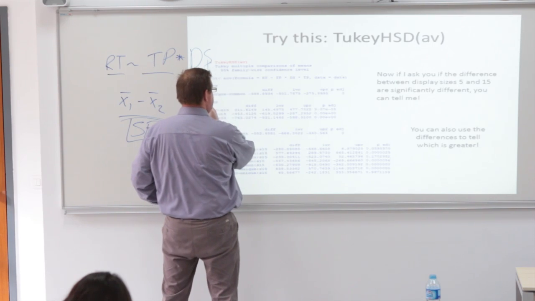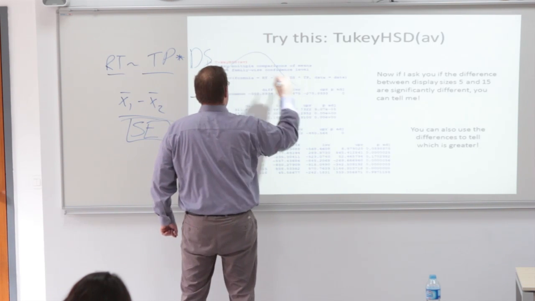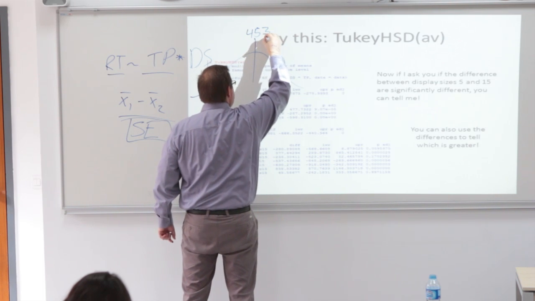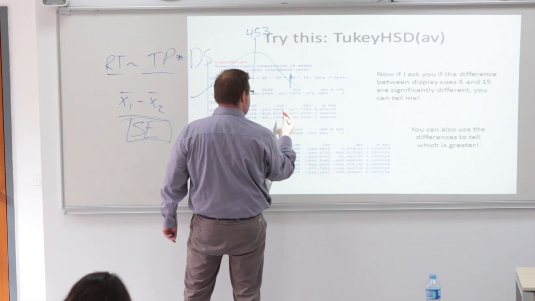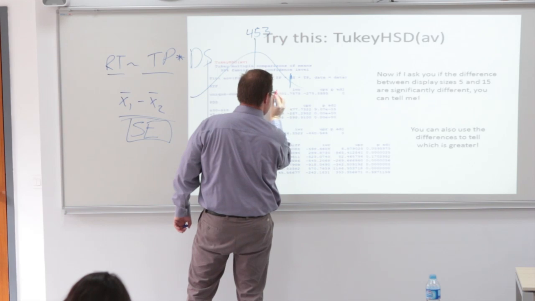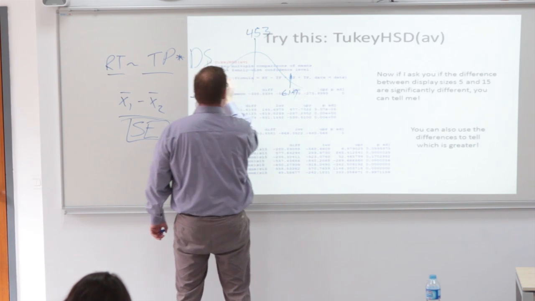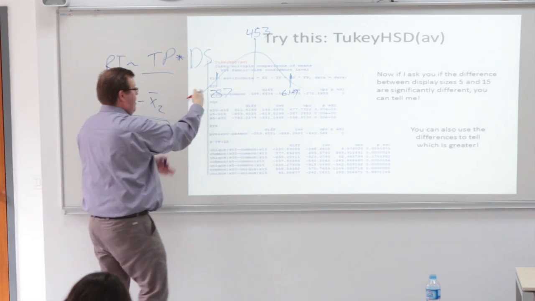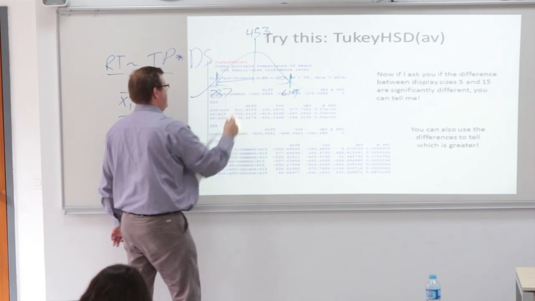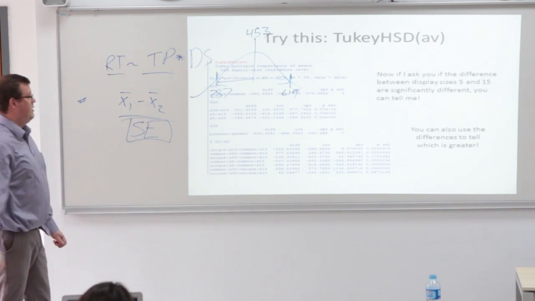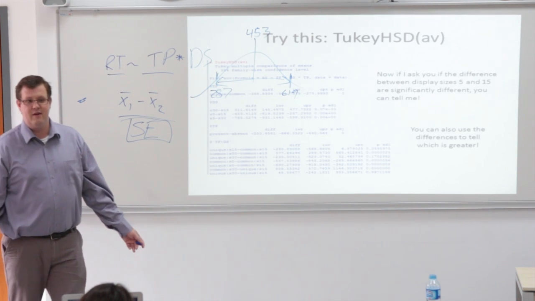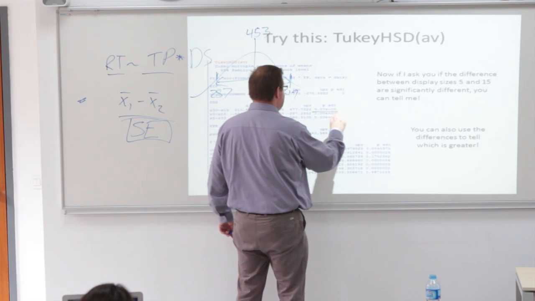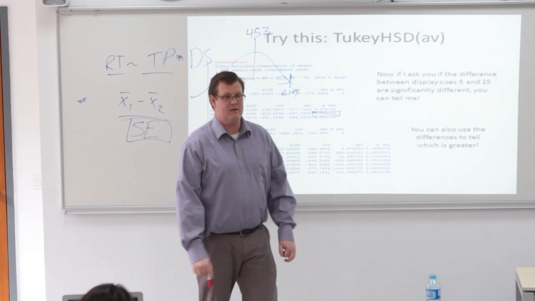You have a difference of 453. The 95% upper critical limit is 619, and the lower limit is 287. Is 0 within this range? No, 0 is like way over here. What's the p-value? Close to 0. Yeah, it's ridiculously close to 0.